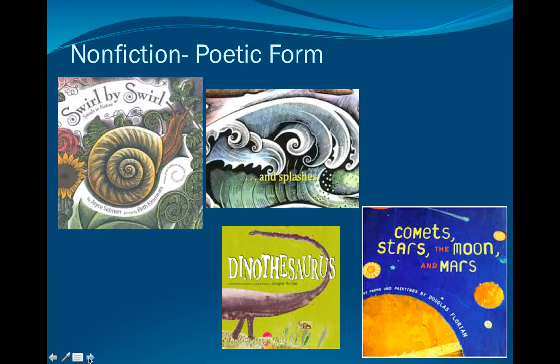Nonfiction can also come in poetic form, as we went over in poetry. So it can be about Swirl by Swirl, which is a lot of illustrations with very little text, but it goes through the environment and shows how the swirl can be scientifically seen in the environment, in nature. And here it's explaining how the swirl is part of the splash. And then there's the dinosaur book and comets and maps. And it's in poetic form. They're using poetry, but it's a vehicle to convey informational knowledge.